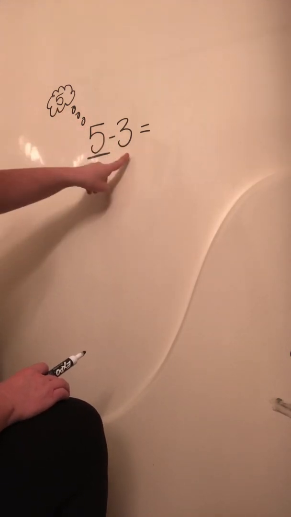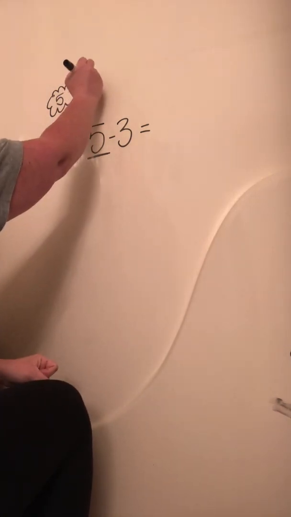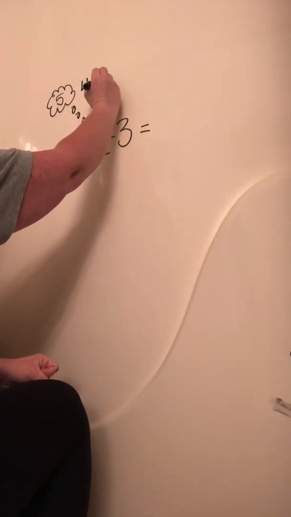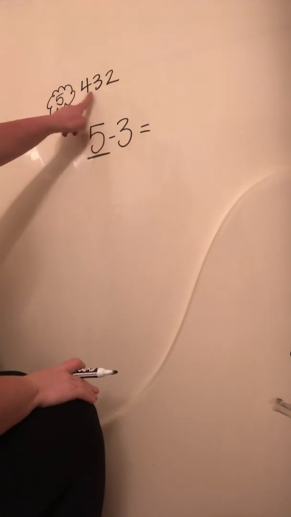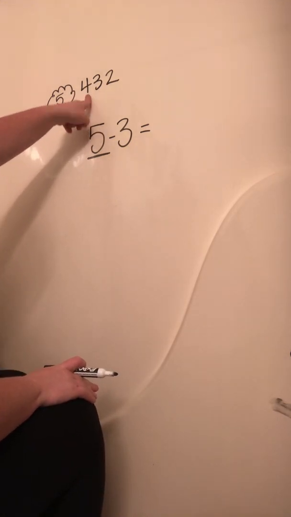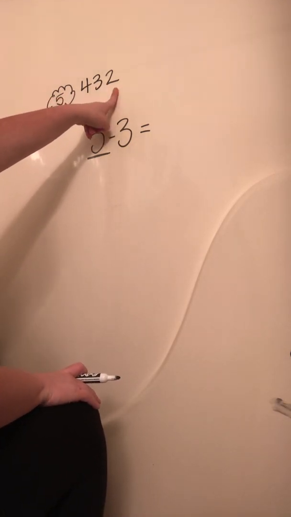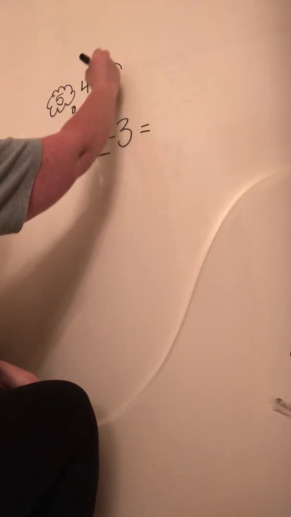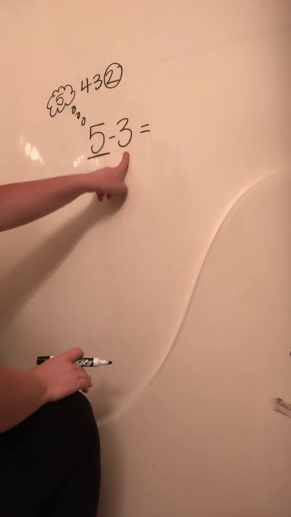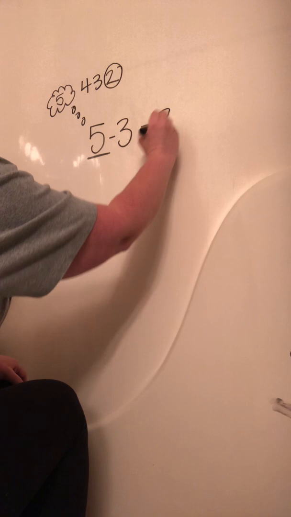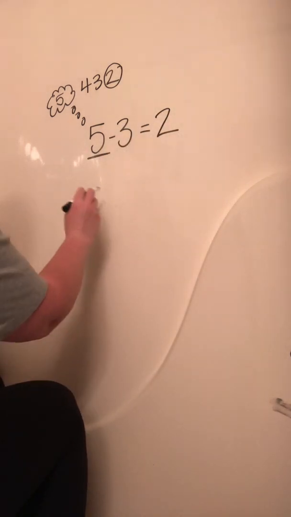So I have 5, and then I'm going to say 4, 3, 2. So I took away 3 numbers. I took away the 4, the 3, and the 2. What number did I land on? The 2. So 5 minus 3 equals 2. Let's do one more like that.